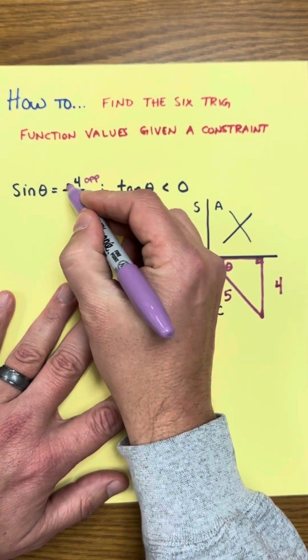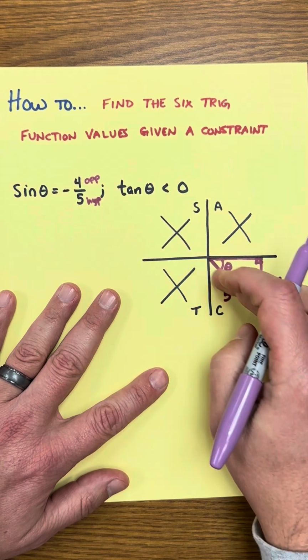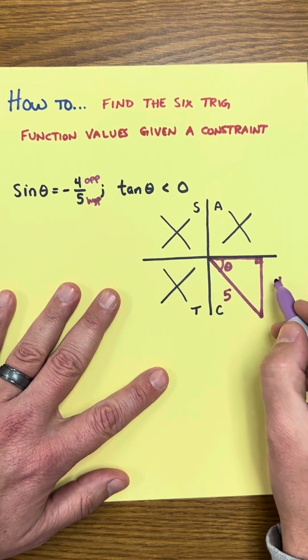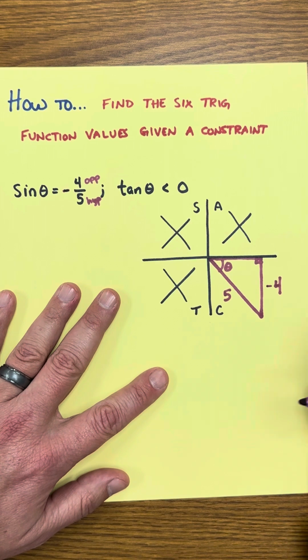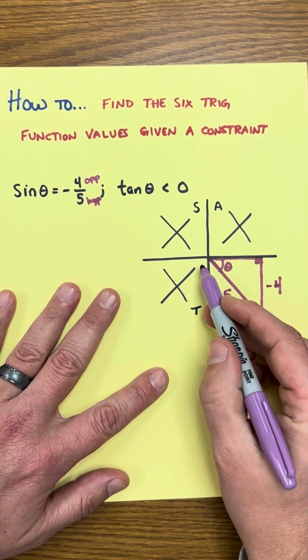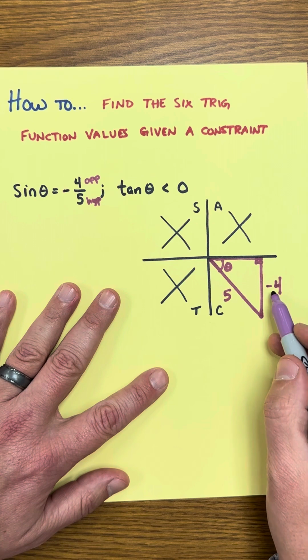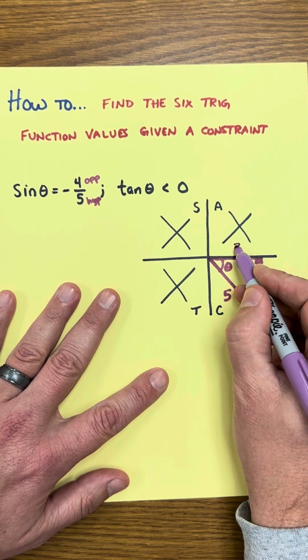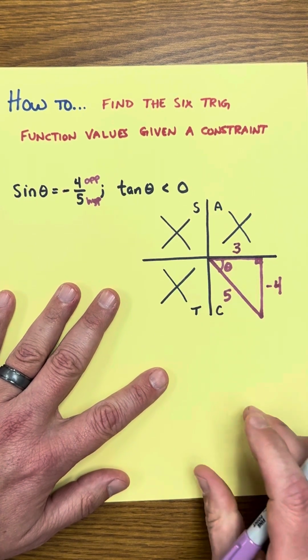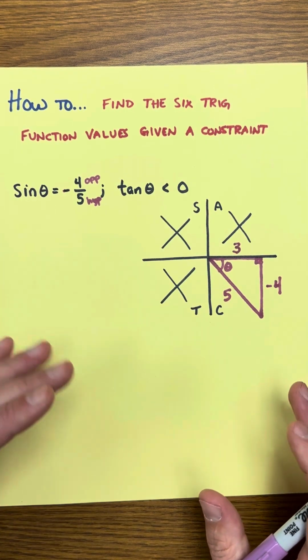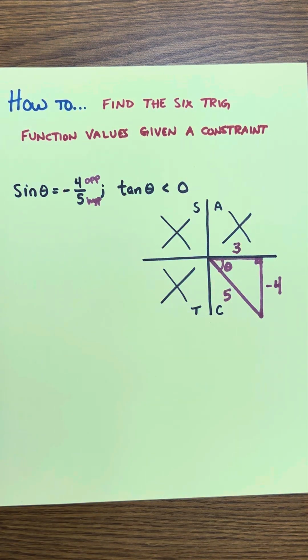It's negative, so where do I put the negative? The hypotenuse is never going to be negative. So the negative has to go on the 4, which makes sense because we are going down on this line, and down is a negative direction, okay? So completing this triangle, you should recognize that 4 and 5 make up a 3, 4, 5 right triangle, 3, 4, 5 being a Pythagorean triple. All right, so now we should be able to write our 6 trig function values with that completed triangle.